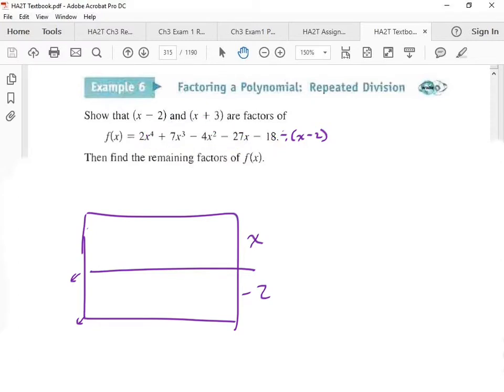So I put 2x to the 4th, and then I put 7x to the 3rd. And then how many more terms do I have to write out? There's 3 of them, so that means I need 3 arrows. So I'm going to divide out 3 arrows right here. We have 1, 2, 3. Okay, and then I'm putting negative 4x squared. And then the next one's going to be negative 27x. And then the last one is negative 18. Now for each arrow, we're drawing a column. And then we get busy with it.